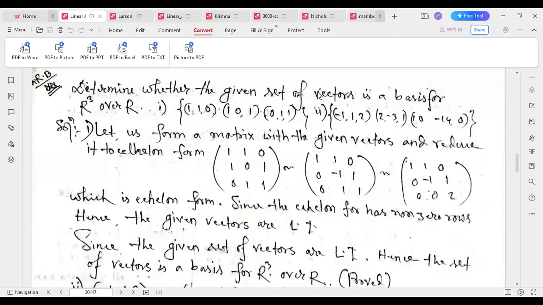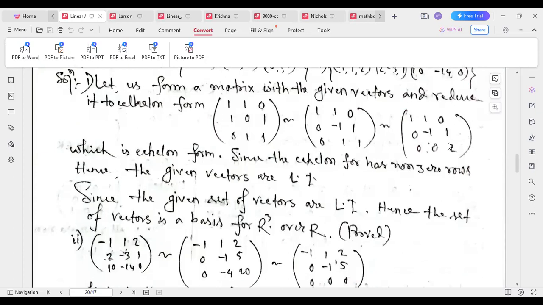And now we'll try to solve some examples, including basis and dimension and linear combinations. Determine whether the given set of vectors is a basis of R3 over R, first one this and second one this one. We have to test the basis. Let us form the matrix with the given vectors and reduce it to echelon form. That means first vector first row, second vector second row, and third vector third row. Now by echelon form, subtracting second row from first row, subtracting first row from second row, we get this one, and similarly this one. Now adding first row and second row to third row, we get this one, which is in echelon form. Since the echelon form has three non-zero rows, the given vectors are linearly independent. Now, since the given set of vectors is linearly independent, the set of vectors is a basis of R3. These three are the basis.